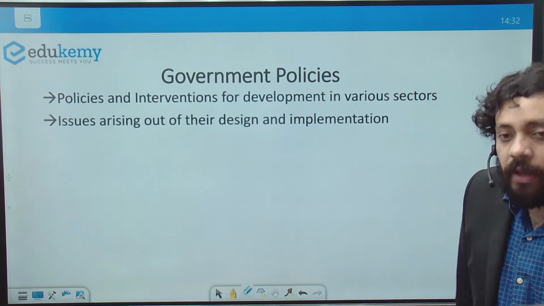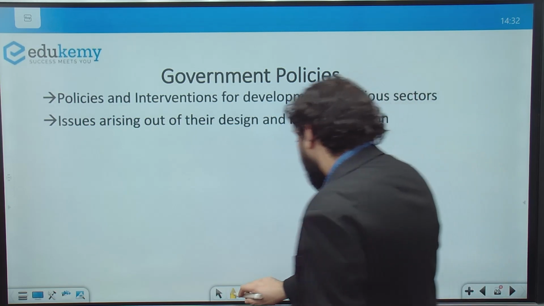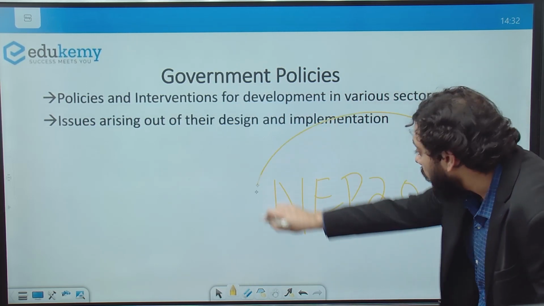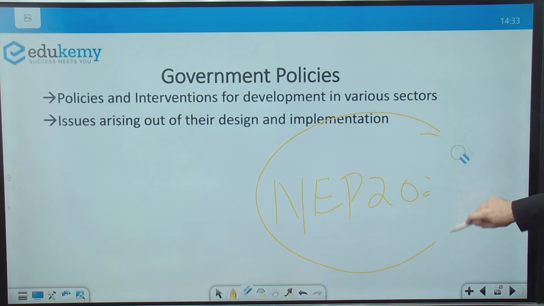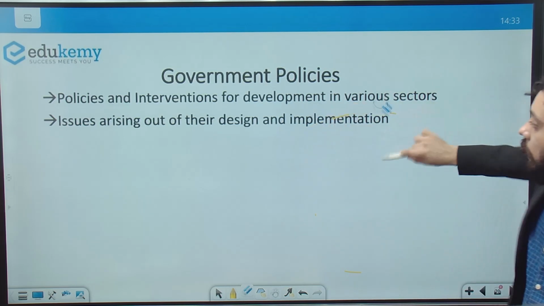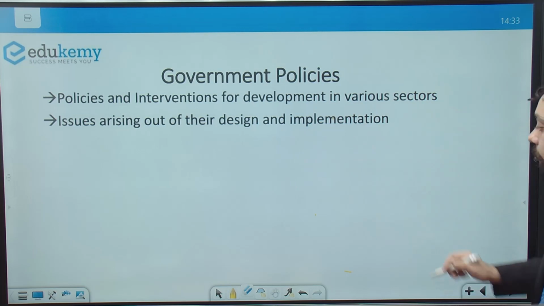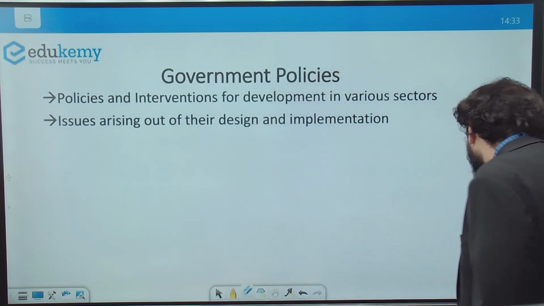After that, we have the subject of government policies. What are government policies? For instance, the question around the National Education Policy 2020, a question which was asked in the 2020 mains itself, comes from this: what are the various policies made by the government to ensure that some sectors are producing good results and doing their task properly. So, policies and interventions for development in various sectors, and the issues arising out of their design and implementation. For instance, a question could be, what are the issues still present in the National Education Policy 2020? A possible question like this can be asked.